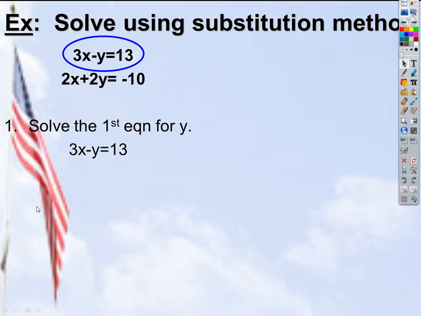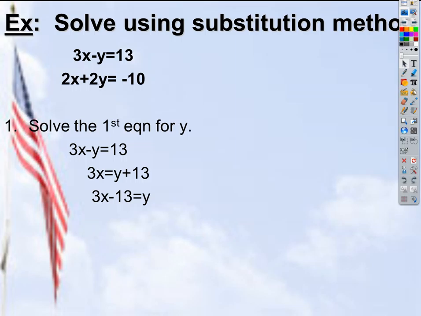So we would just push the y over there by adding y to both sides. Subtract 13, and there's my answer. Well, that's not my answer. That's my substitution equation. I isolated y in the first equation, so now all I have to do is substitute that into the second equation.